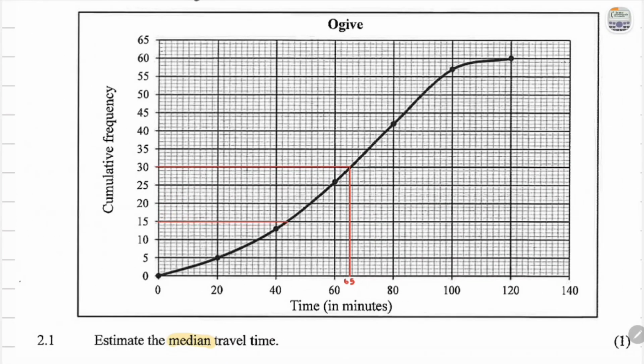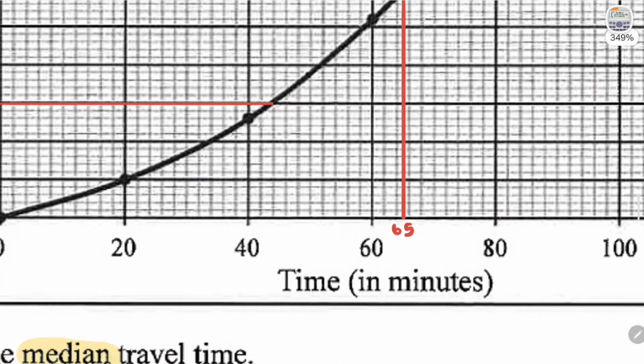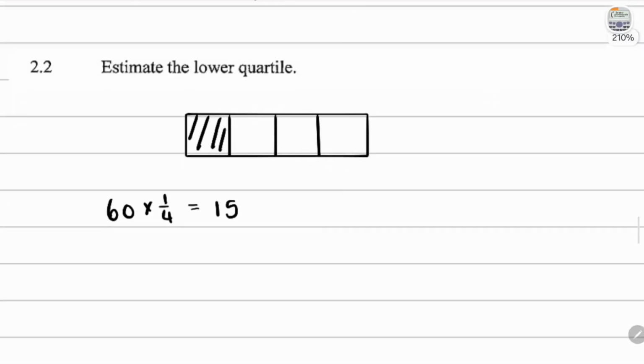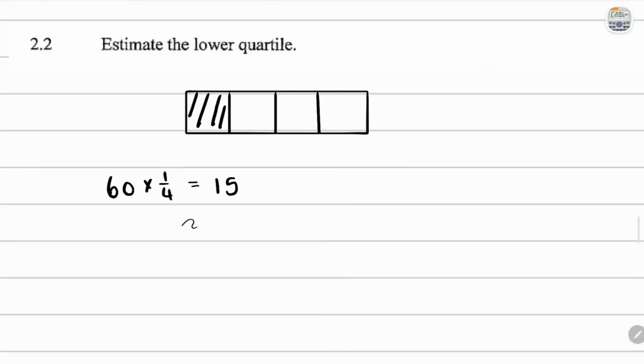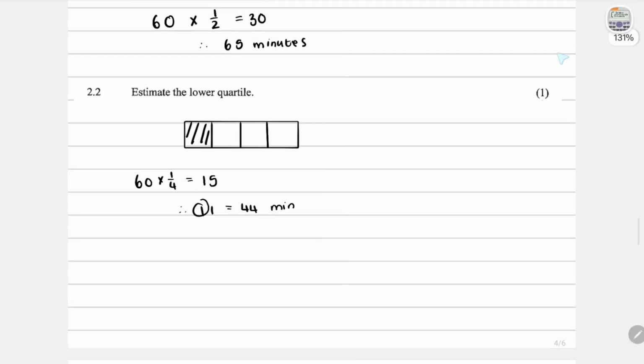And we run until we hit the ogive and then we go down. So it looks like it hits around here. So we can just go down and this will be 42, 44. So that would be 44 minutes. That is our lower quartile. So we can tell them the lower quartile or Q1, because that is what we can call it, quartile 1, is 44 minutes. Okay, and that is the answer to that question.